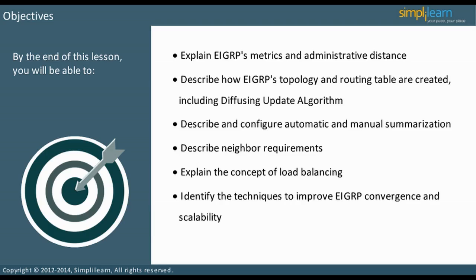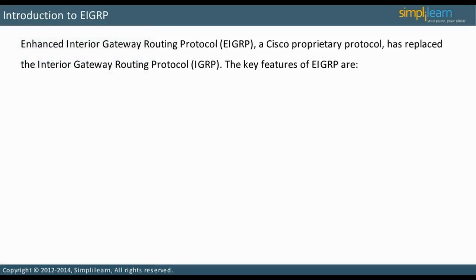Let us start our discussion of EIGRP. Enhanced Interior Gateway Routing Protocol, EIGRP, is a proprietary Cisco protocol, which replaced Interior Gateway Routing Protocol, IGRP. It is also an advanced distance vector routing protocol. However, some people call it a hybrid. It does not have a total view of the network as a link state protocol would. However, it maintains more information than RIP.